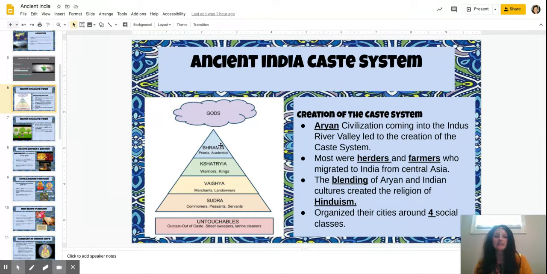Now, let's take a look at our pyramid. I told you in the GRAPES video that we would use these pyramids as a visual. This is just a way to help you connect the dots with social structure.